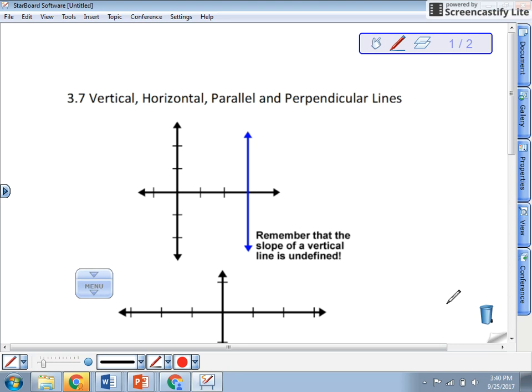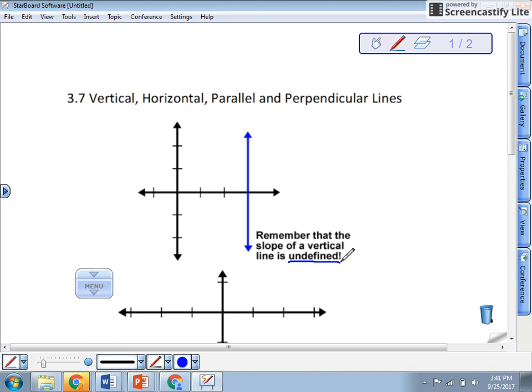Welcome to the notes on vertical, horizontal, parallel, and perpendicular lines. Today we're first going to look at vertical lines. When you look at these vertical lines here, remember that the slope of a vertical line is undefined. We talked about that earlier, why that is. But let's take a look at this.